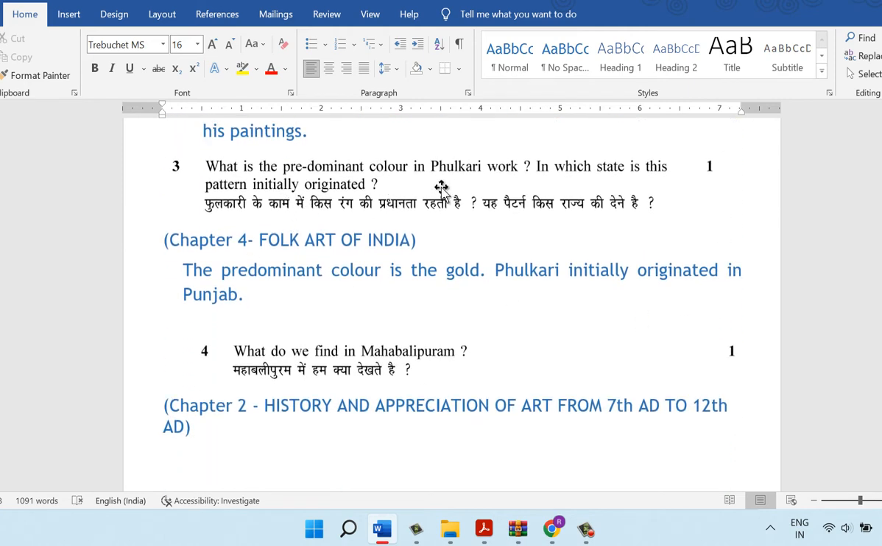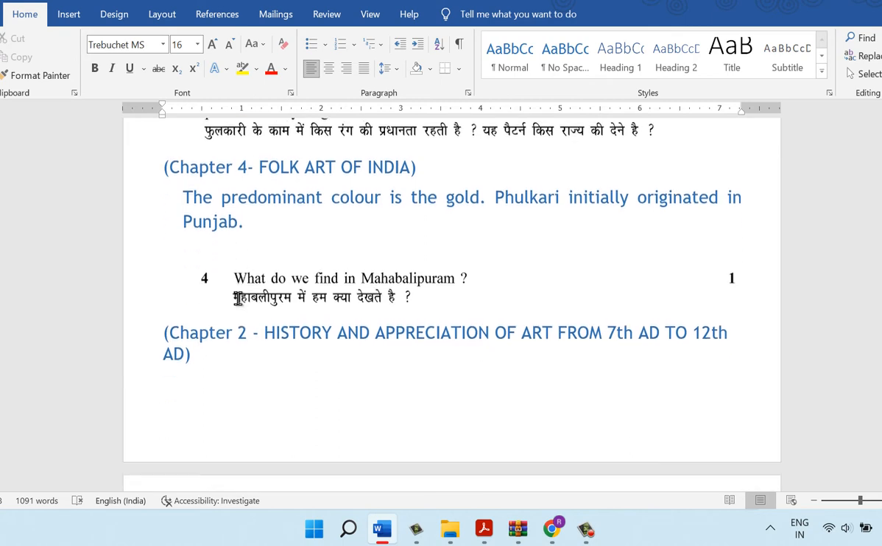The next question, what is the predominant color of Phulkari? In which state did this pattern initially originate? This is from chapter 4, Folk Art of India. The predominant color used in Phulkari is gold. It initially originated in Punjab.